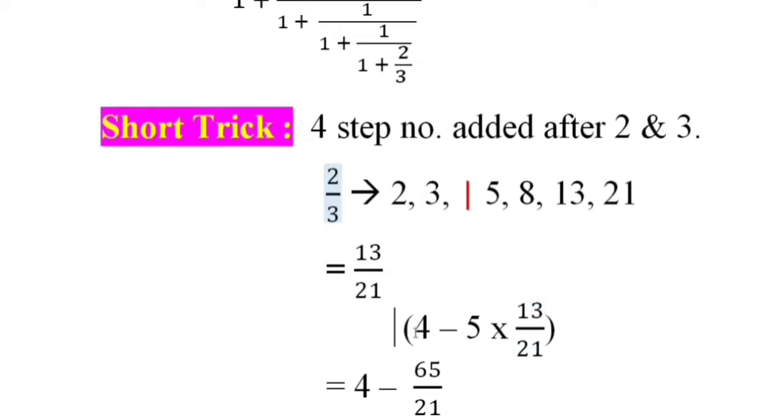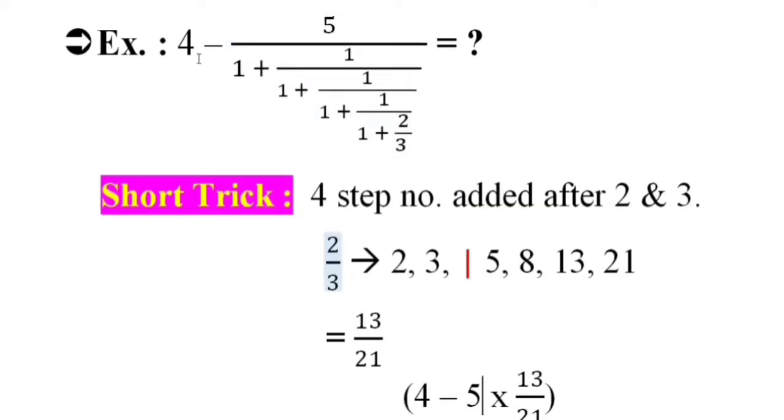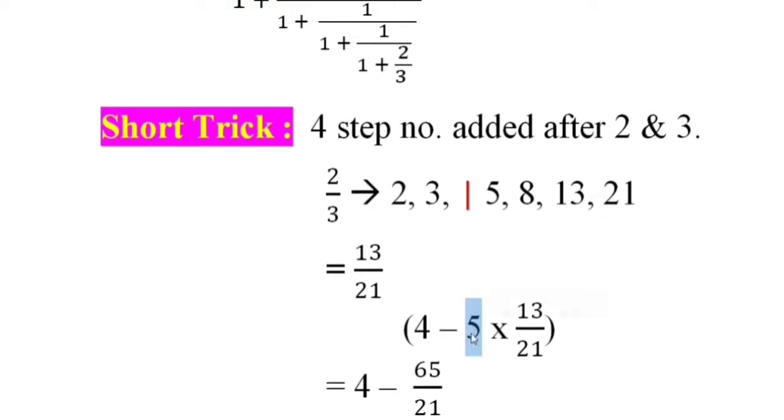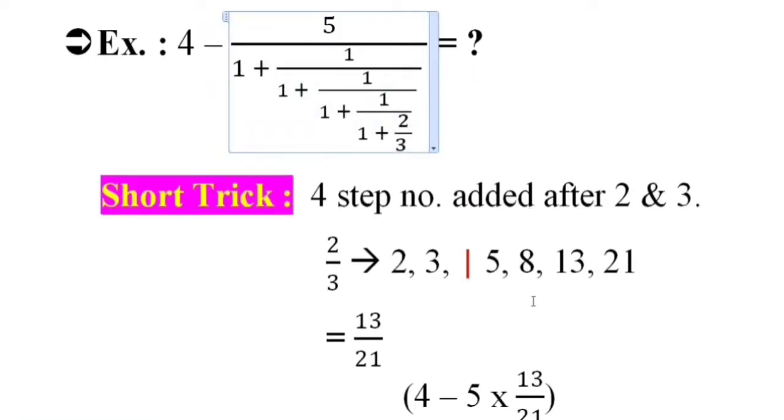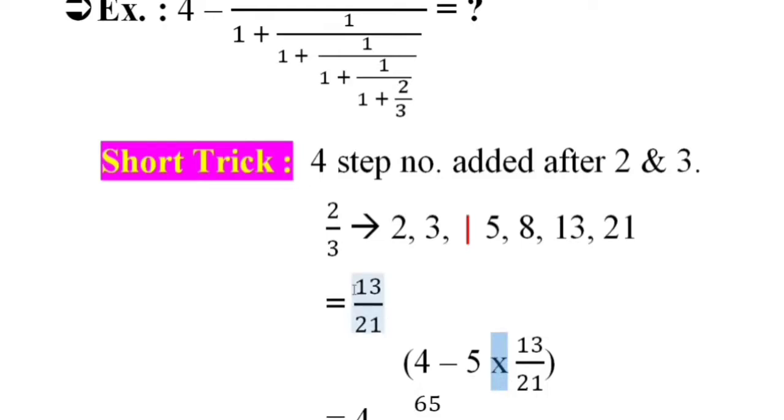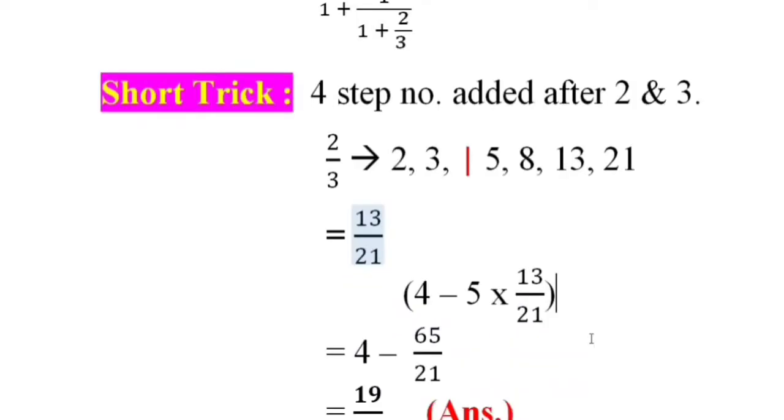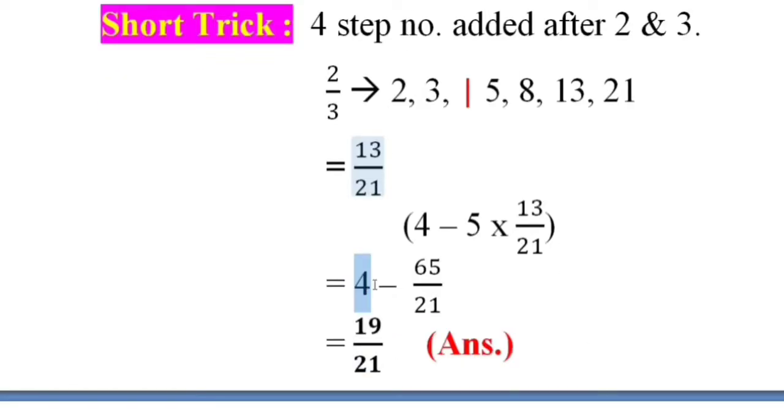Therefore, 4 minus 5 into 13 by 21. This 4 minus 5, this 5 into this number, equals 4 minus 65 by 21, which equals 19 by 21. This is the answer.